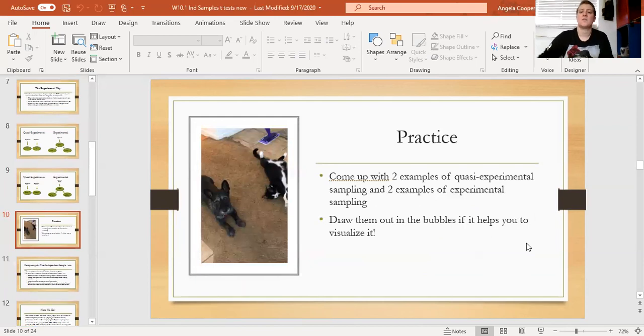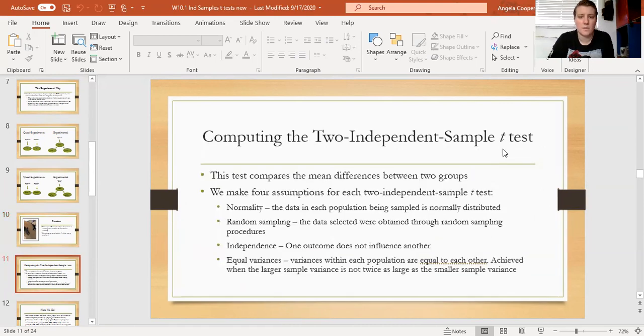Okay, so I want you guys to come up with some examples of quasi-experimental methods of sampling and experimental methods of sampling. If it helps you to draw them out with the little bubbles, I highly encourage you to do that. You don't have to, but if you're having trouble deciding whether this is quasi or true experimental, the bubbles might help. Or, you know, bubbles is just a fun word to say.